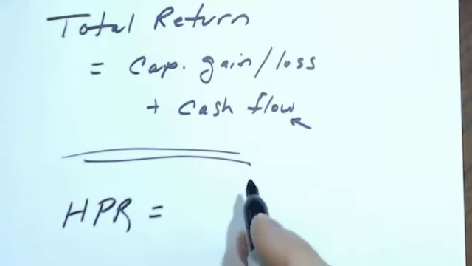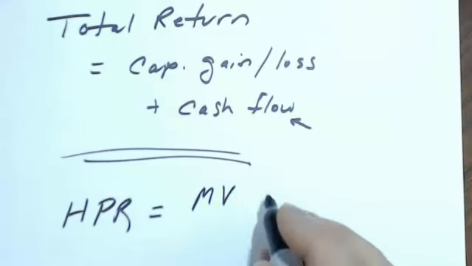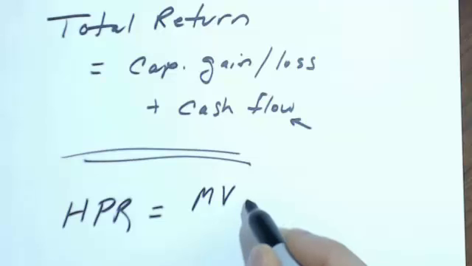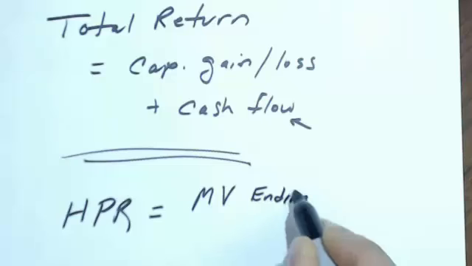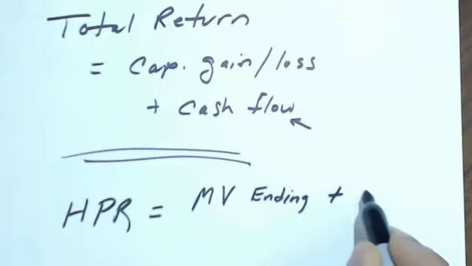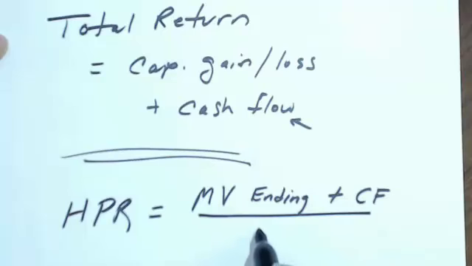So you have a holding period return. It's nothing but the market value of your investment at the end of the period, market value ending, I'll say, of your investment, plus the cash flow that you get from the investment at the end of the period. So this should also be ending, divided by your market value at the beginning of your investment.